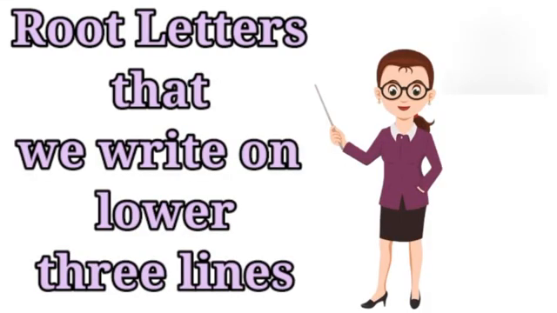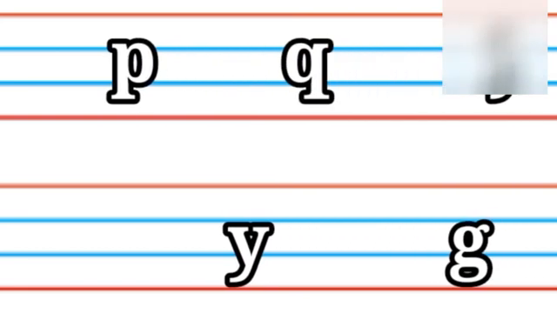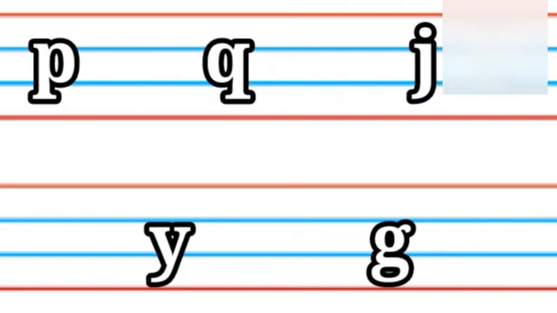What are root letters? Root letters are letters that we write on the lower 3 lines. For example, P, Q, J, Y and G.